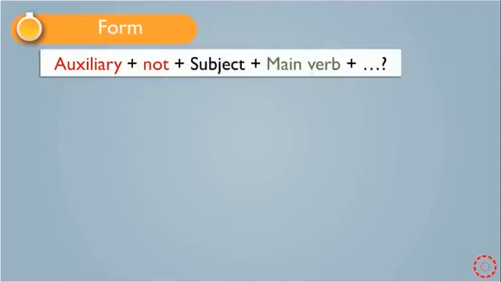What is the form of negative questions? This is the general rule of negative questions. At the beginning we have auxiliary and not, and then we have the subject. After the subject we have the main verb, and then we have the rest. We write the rest of the sentence, but be careful, we have a question mark at the end.